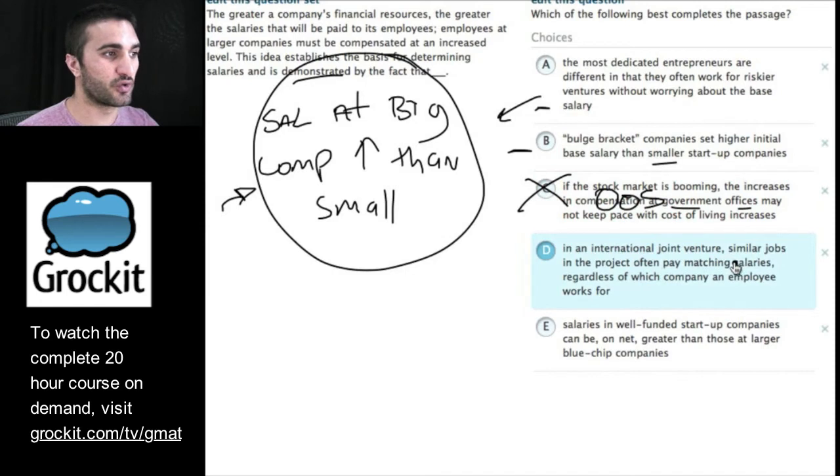D, in an international joint venture, ooh, how exciting, similar jobs in the project often pay matching salaries, regardless of which company an employee works for. That doesn't seem to be a demonstration of this.